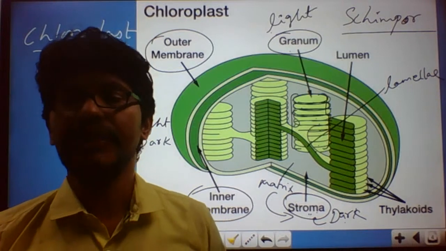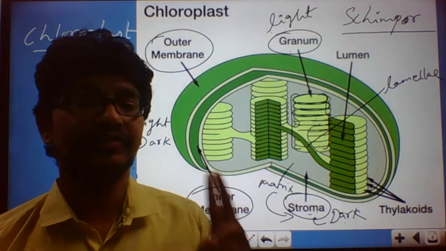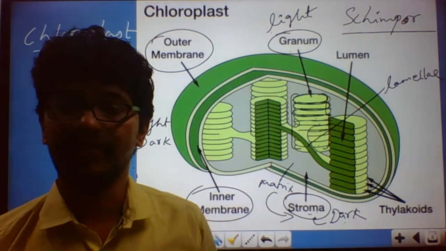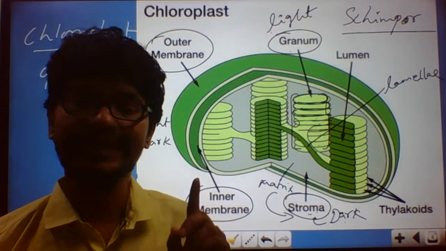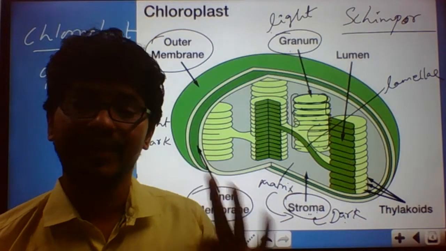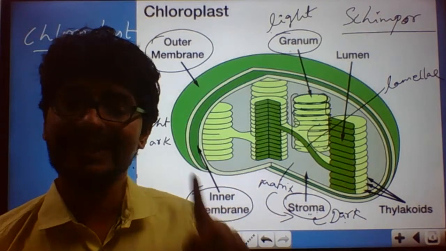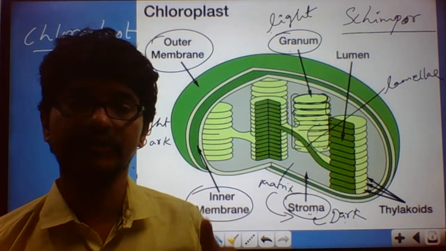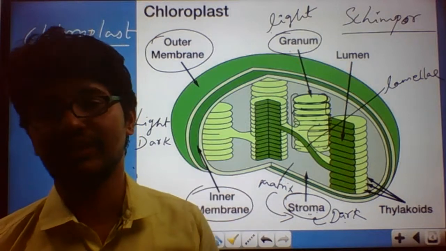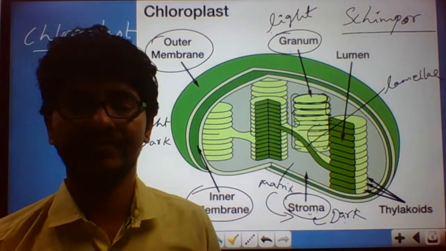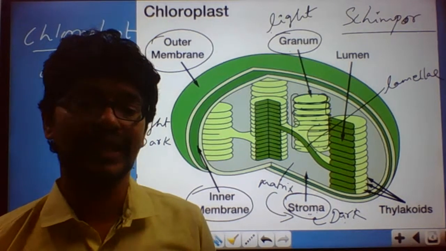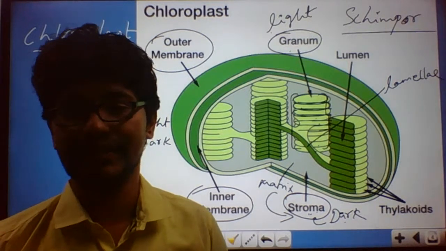We differentiate C3 and C4 based on the presence or absence of chloroplast in the bundle sheath. Another difference between C3 and C4 is the stable compound. If the first stable compound is a 3-carbon compound, it is C3. If the first stable compound formed during photosynthesis is a 4-carbon compound, that is called C4 plants. And the second difference is chloroplast presence and chloroplast absence. Based on these, we differentiate C3 and C4 plants.